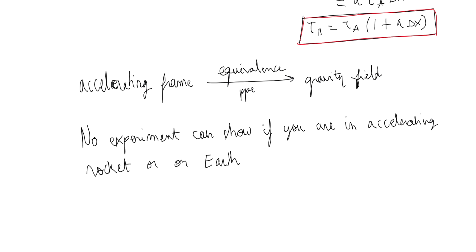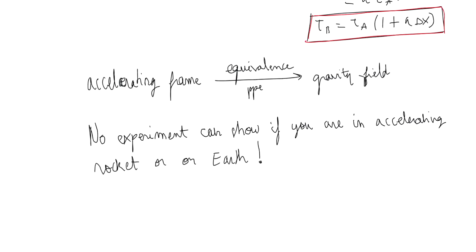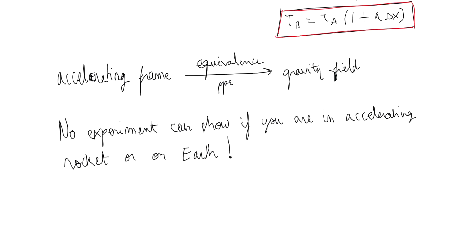Given that the acceleration of the rocket is the same as the acceleration we experience on Earth, then no experiment can show if you're in an accelerating rocket or on Earth. Yes. Or for example, if you are free falling, or if you are very far in outer space, very far from any gravitational field, so you are sort of in the interstellar space, then no physical experimentation can tell you where you are.